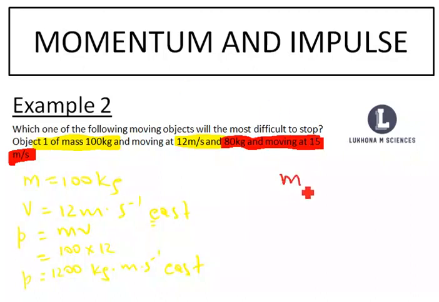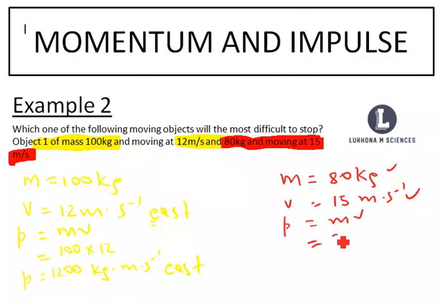The mass for object 2 is 80 kgs, which is correct. Then the velocity is equal to 15 meters per second, correct, because we don't want grams, we don't want kilometers per hour. So the momentum will be equal to mv. So the mass is 80, the velocity is 15. Then we press the calculator. So we have 80 times 15. Then the answer is 1200.